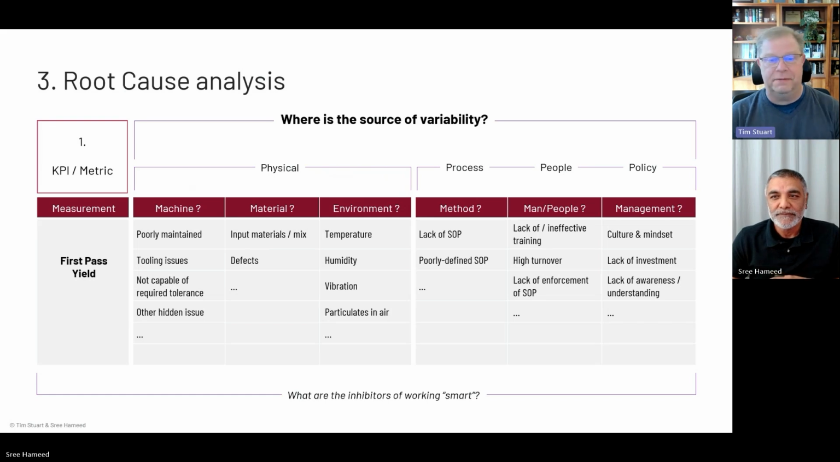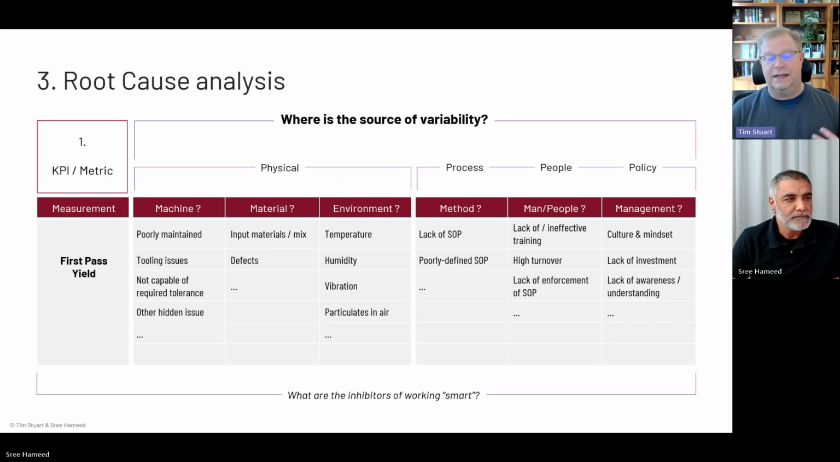Yeah, within any particular manufacturer, there could be a lot of different sources of variability. And what we've done here is just thrown out some common things within each category. So if we look at the machining side, I'm starting with the physical. If the machine is poorly maintained, if it has tooling issues, or if it's not capable of that required tolerance, you're going to end up with excessive variability in the process, which will lead to those quality issues.